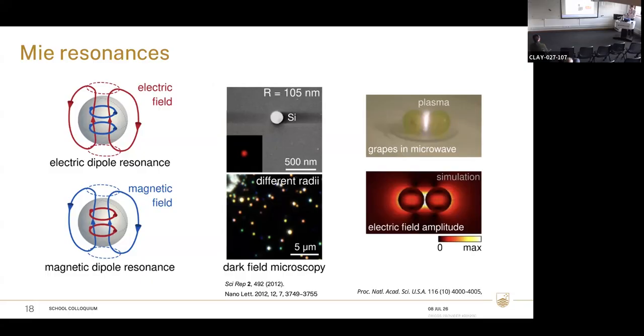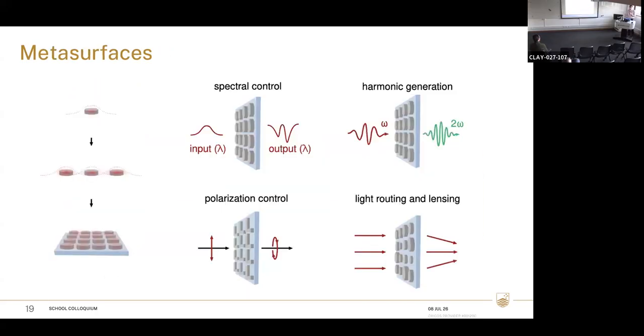And another thing about the Mie resonances is that they can localize the electromagnetic field. So there's one example where people created plasma between two grapes, which is Mie resonant, and they just put it in a microwave. Because of the significant localization of the electric field, they obtained plasma between the two grapes. So yeah, one particle has one local resonance.